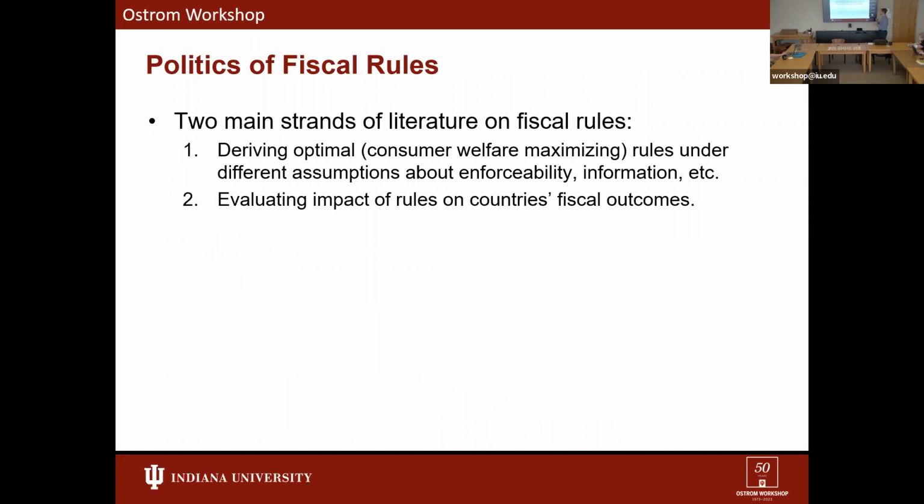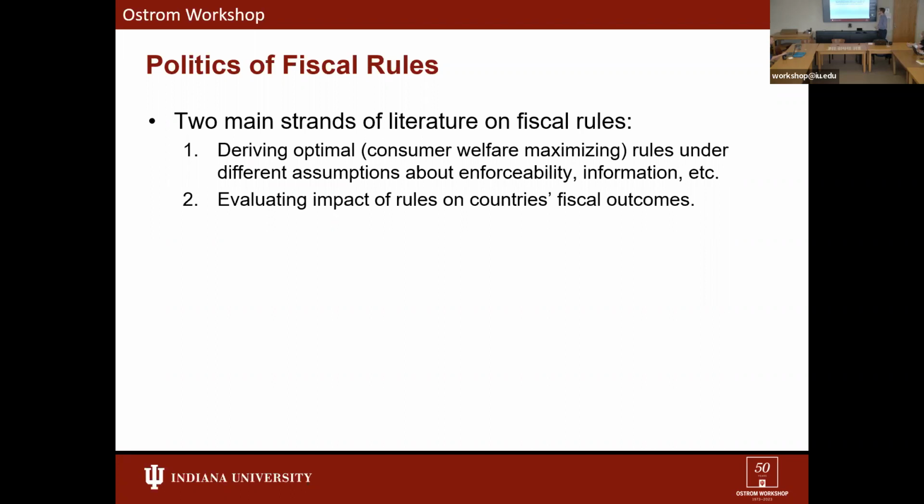I think maybe oversimplifying it a bit, there are two main strands, or at least easily identifiable strands of literature on fiscal rules. So the first one is mainly concerned with deriving optimal or consumer welfare maximizing rules. There are different assumptions about enforceability, information distribution, etc. So this could be trying to find the optimal trade-off between rules and discretion, trying to find the optimal penalty for non-compliance with fiscal rules in order to incentivize politicians to abide by the rule, or finding the right budgetary aggregate to target with the fiscal rule, things like that.